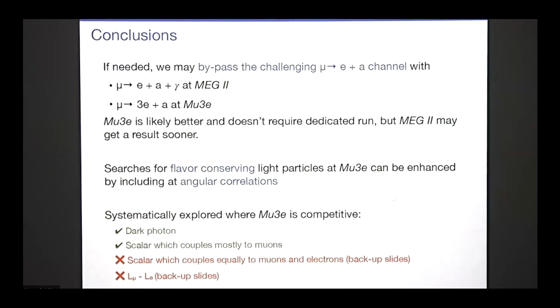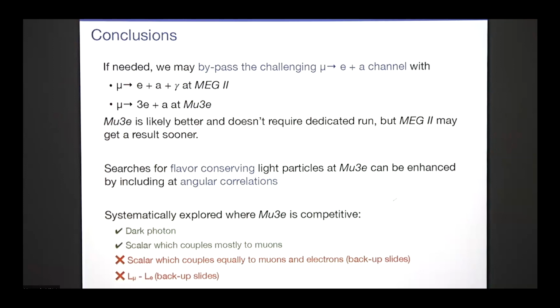Okay, so that's everything I have. So the idea is that if needed, which is to be seen, there is a way of bypassing systematic uncertainties in the mu plus e plus axion, or missing energy channel, by either attaching a photon at MEG or by adding an extra e plus e minus pair. The Mu3e one appears to perform better and has the advantage that it doesn't require an additional dedicated run. However, MEG is already taking data, and so depending on if and when they want to do a run like this, they might get a result earlier.